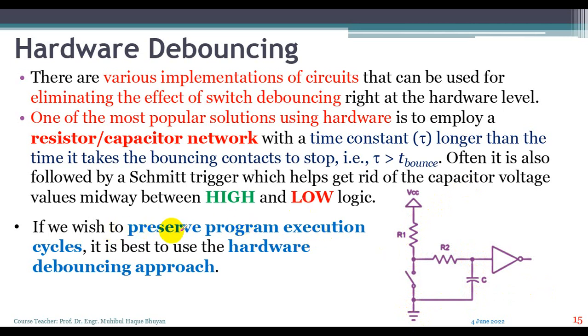If we wish to preserve program execution cycles, it is best to use the hardware debouncing approach because it will be faster. It will not occupy the programming cycle. You use the hardware. Hardware approach is always faster. Why is the hardware approach faster? You can tell.